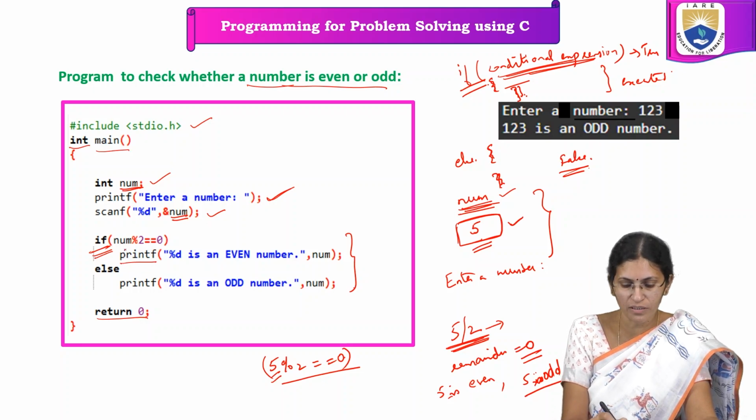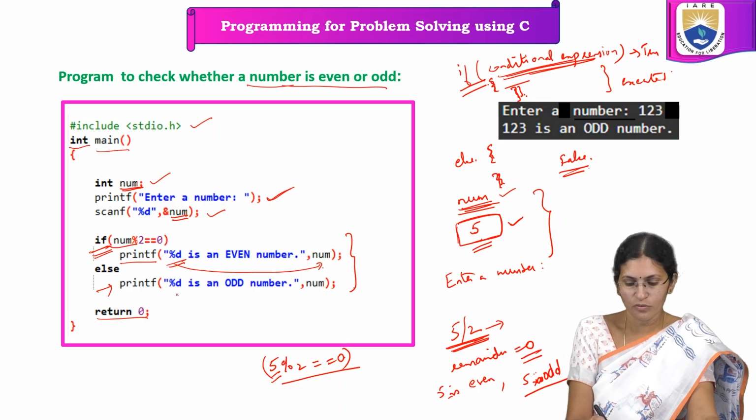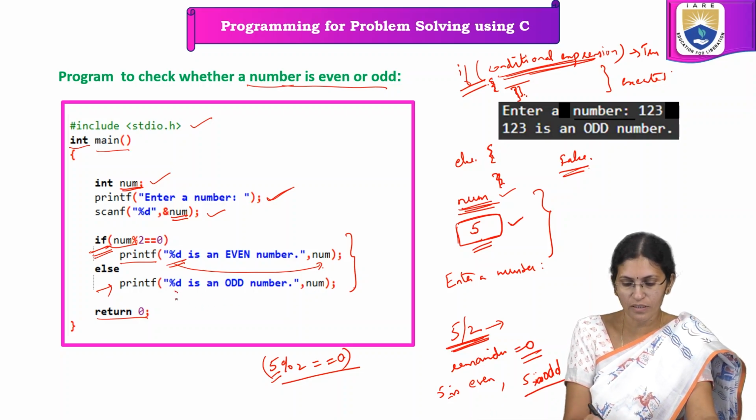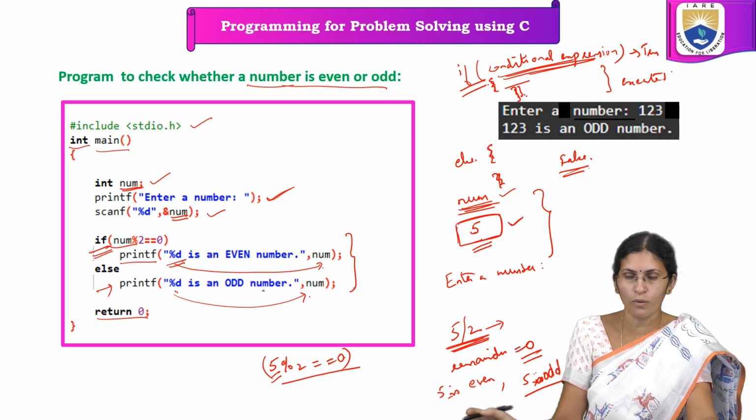In the if statement, if num, the value stored in the variable num, mod 2 is equal to 0, then we print on the screen that %d is the format specifier and this corresponds to this value. So it will print the number entered by the user, and that is an even number. If the condition is false, then this statement will be executed. Whatever number is entered by the user, that is an odd number.